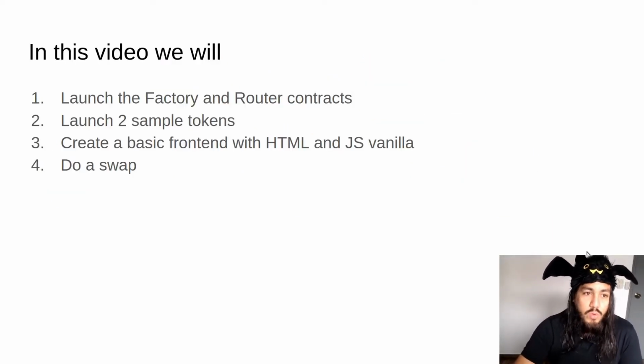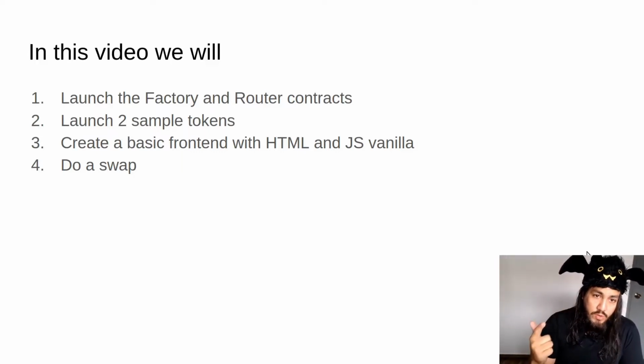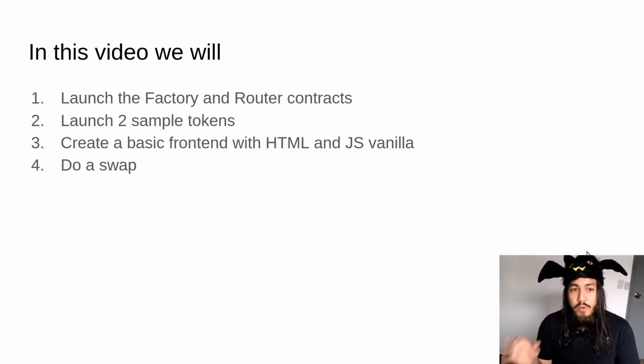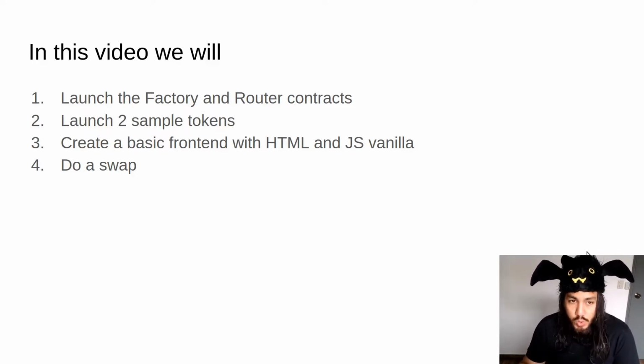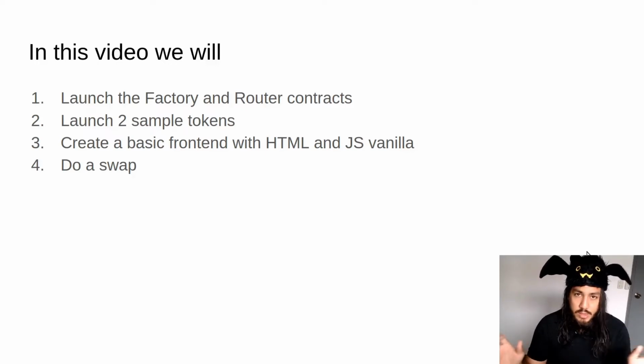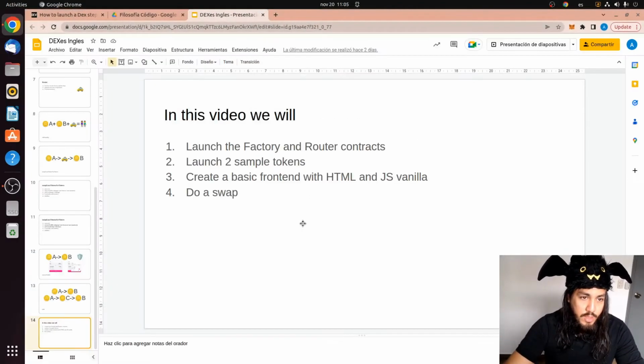In this video, we will launch a factory and the router contract. As you know, the pairs will be created by the factory, so the only two contracts that you need to launch are the factory and the router. Also, we're going to launch 2 sample tokens, and we also create a sample HTML and vanilla JavaScript, just a simple dApp for us to use. And we also do a swap using this basic UI just to test everything out. So now let's start with that.